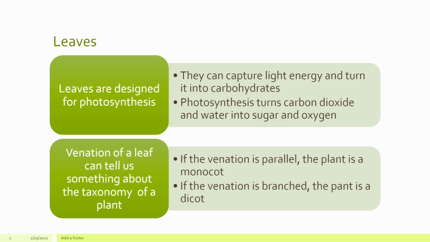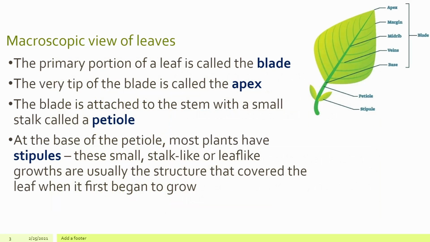We can also look at the venation of a leaf. It tells us something about the taxonomy of the plant. We see parallel venation in monocots and branched or netted venation in dicots.